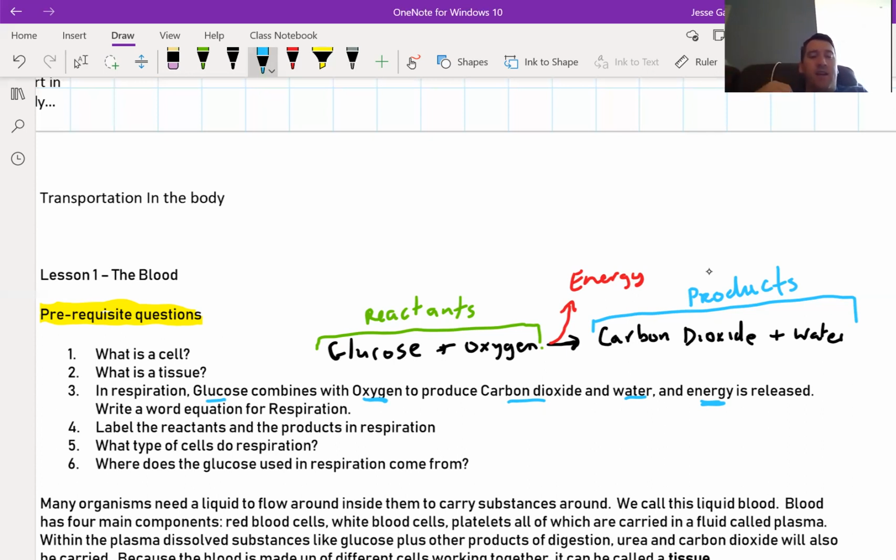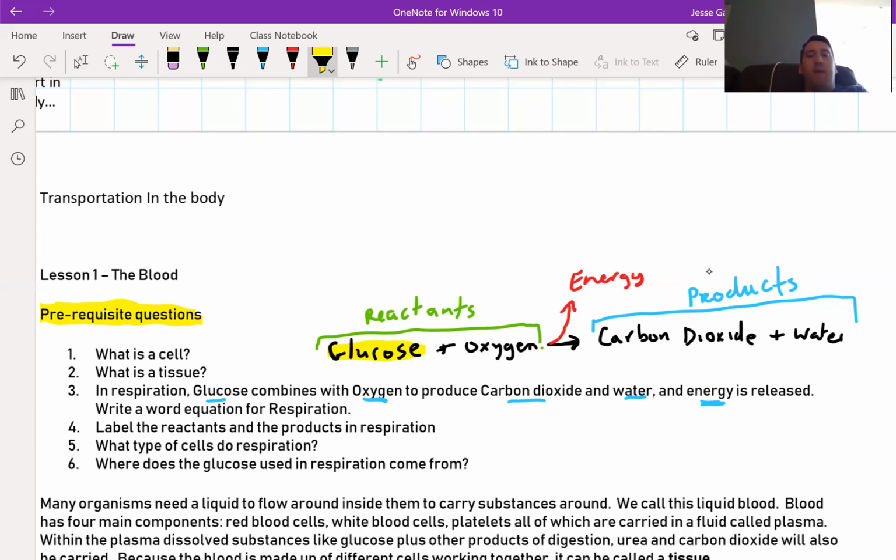Next bit, question 6. Where does the glucose used in respiration come from? So here we see that glucose is a requirement for respiration. Where would that come from? It's from another organ system that we learned about last year. I want you to pause the video now and think and see if you can write down an answer. It comes from a different system. What would that system be?